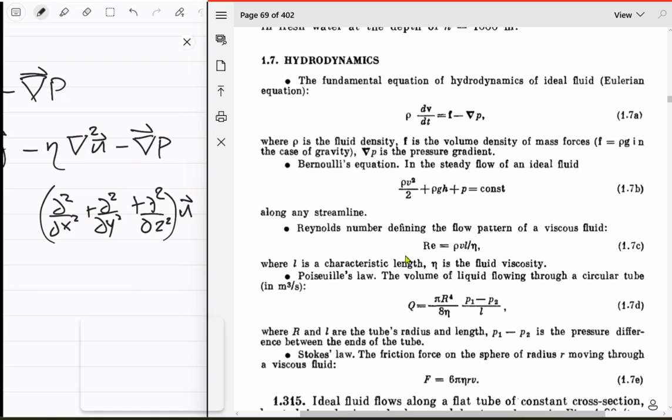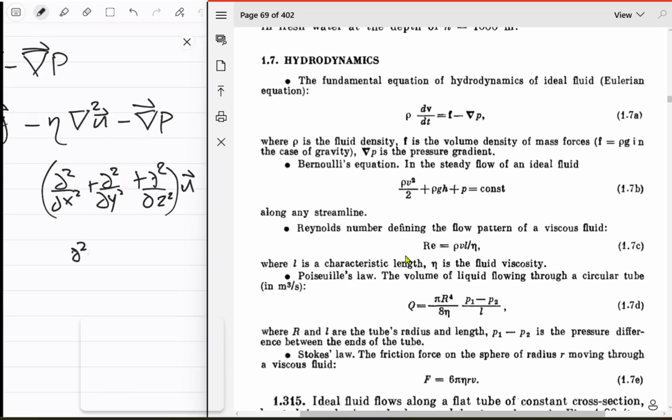Oh god, it's getting complicated now. Okay, let's just focus on one term. Let's just focus on this thing. So partial squared uy upon partial xy. What does this actually mean?